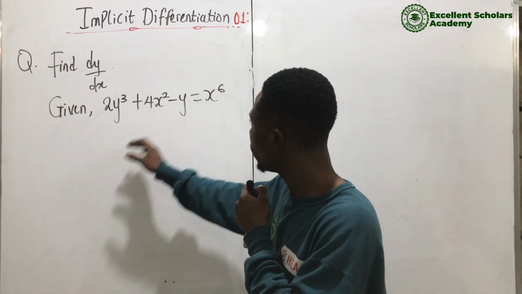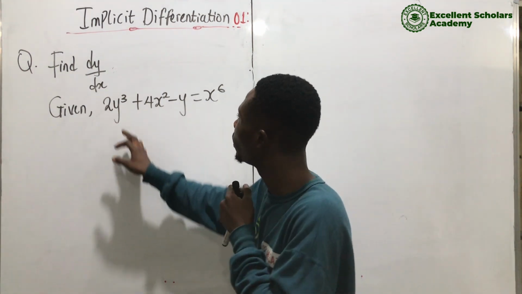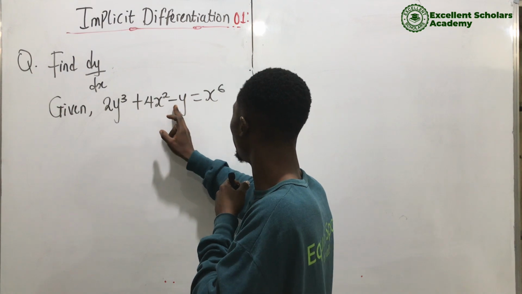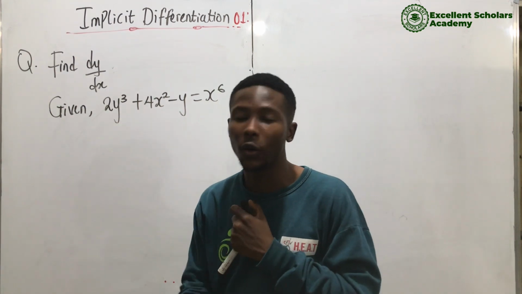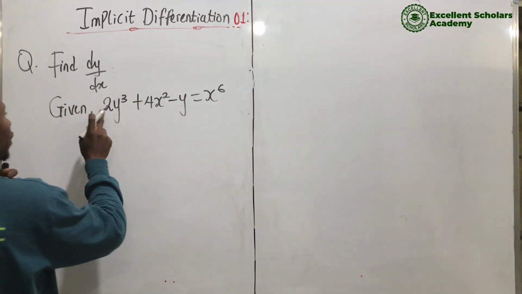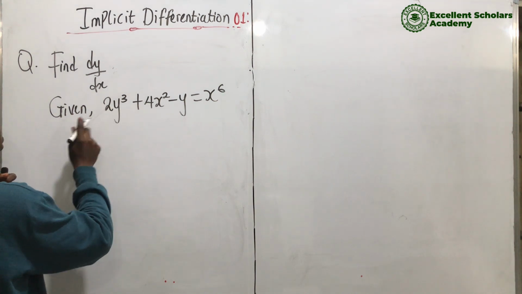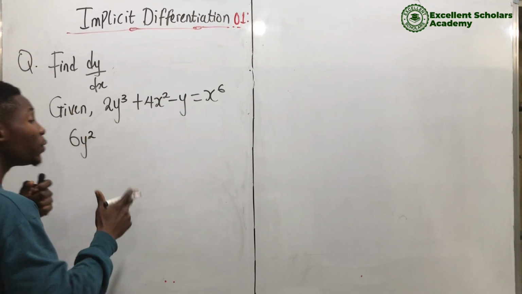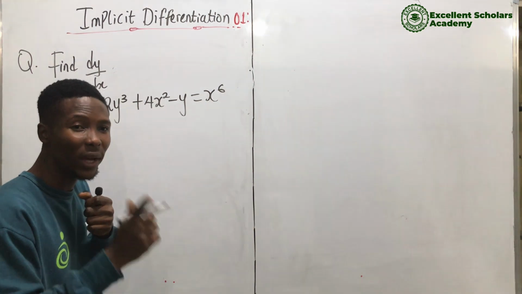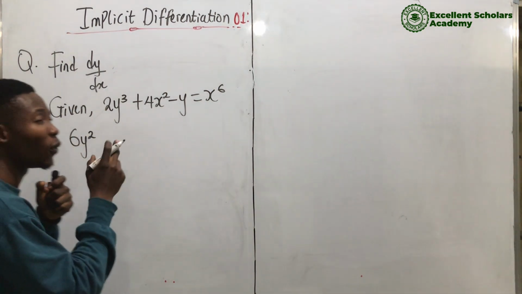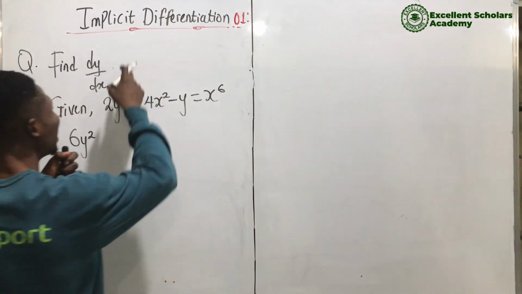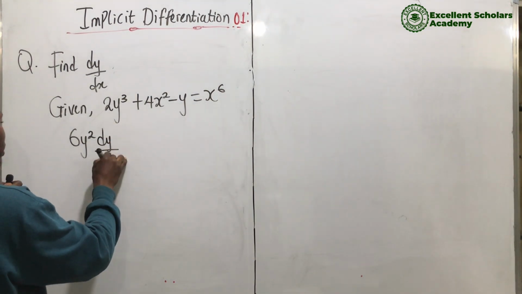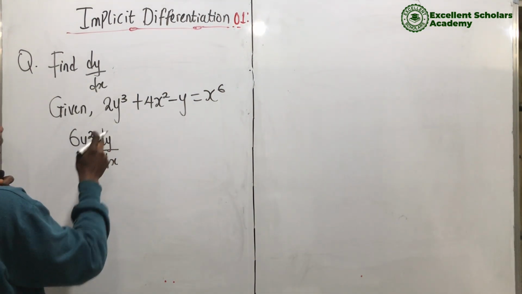Okay, so this is another question we're about to solve. Find dy/dx given 2y to the power of 3 plus 4x squared minus y is equal to x to the power of 6. Now, if we differentiate this, we're going to have 3 times 2, that gives us 6y to the power of 2. But don't forget, you must add the dy/dx to the back of any function of y you differentiate, because this is implicit differentiation. So it becomes 6y squared dy/dx.